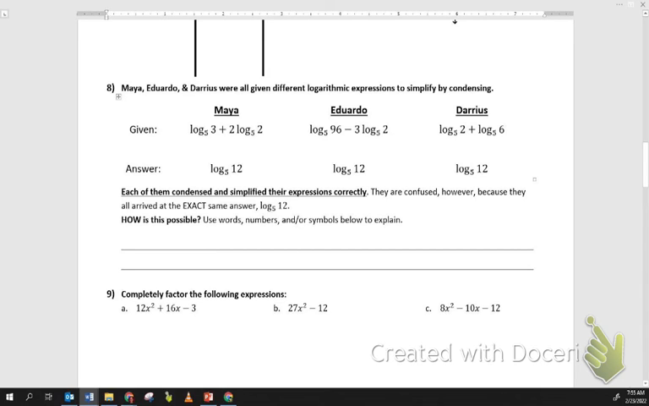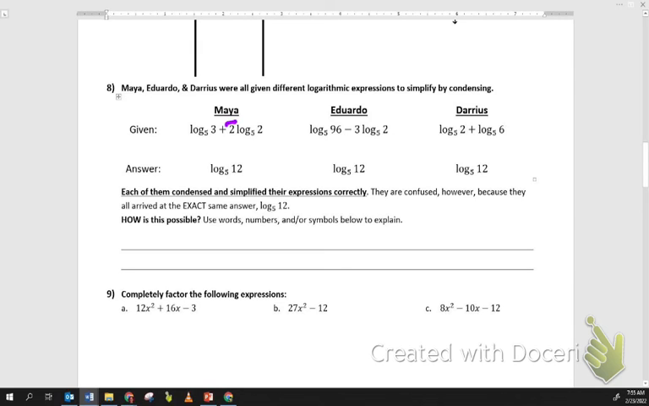Right off the bat, they tell us that. But they're confused because they all arrived at the exact same answer, log base 5 of 12. How is this possible? Well, my first thought is that I can check that.